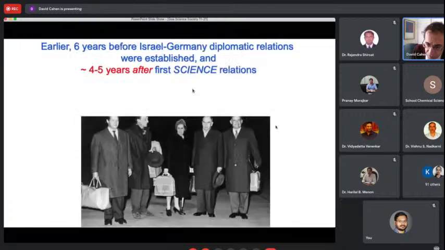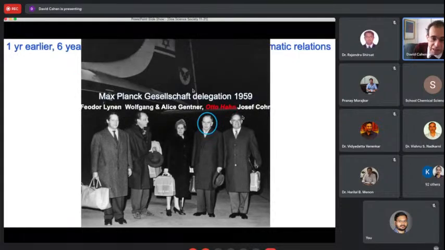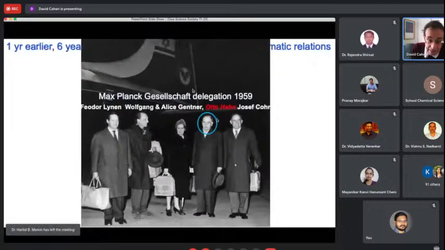The first official German delegation to Israel is photographed here at the airport in Zurich. It was a delegation of the Max Planck Gesellschaft that came to Israel in 1959. And it had, among them, the then head of the Max Planck Society, Otto Hahn. I give this as an example of how science can be a bridge between nations.